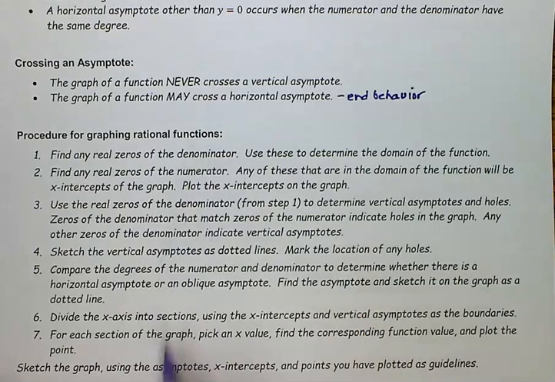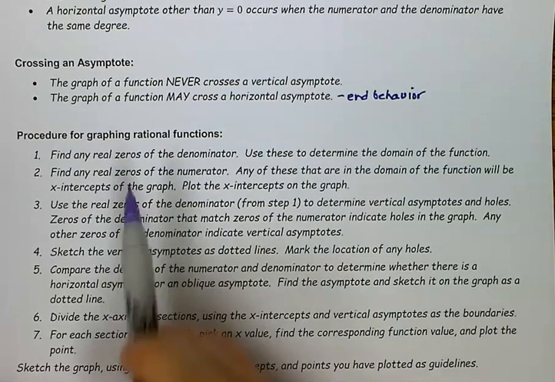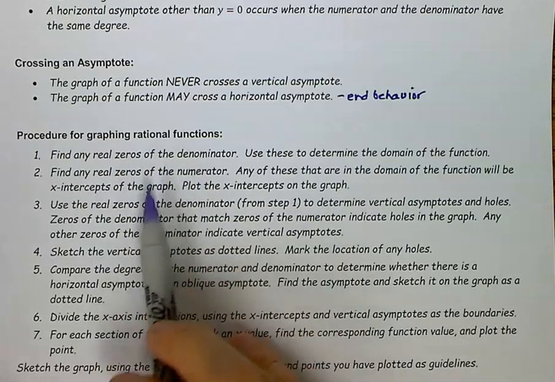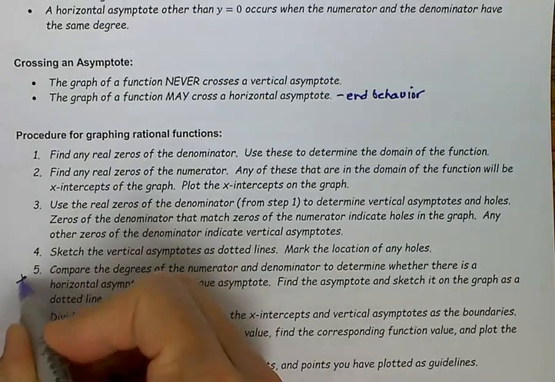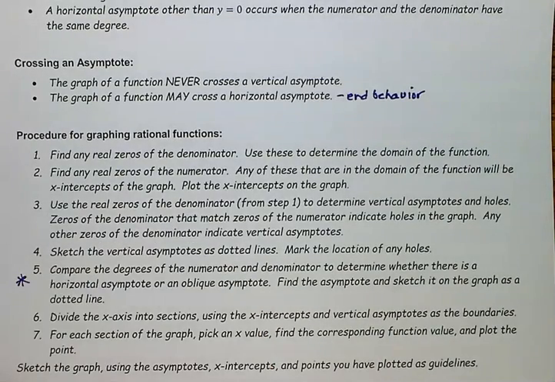In your notes, there are these steps to go through for graphing a rational function. I really recommend that you go through these steps on paper and not just try to get the graph off of your calculator, because there are some things that are going to be very hard to determine just from your calculator, especially where the horizontal asymptote is.